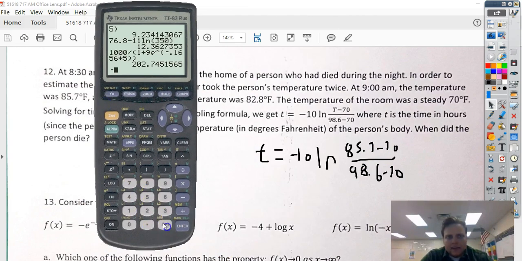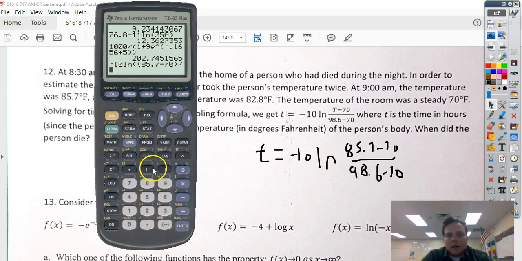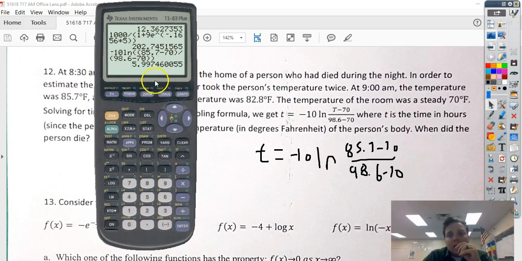So we're going to say -10 times the natural log. Now, I have to open a ton of parentheses here. Divided by 98.6 minus 70. Close. Okay, press enter. And we get that it's basically 6 hours, like 5.997. So if you were to take this 7 and round this 9 up, it would round that up, which would round that up. So it's been 6 hours since he died.